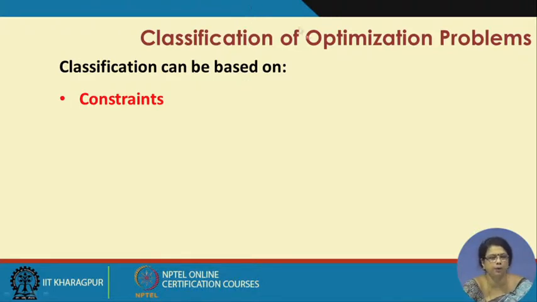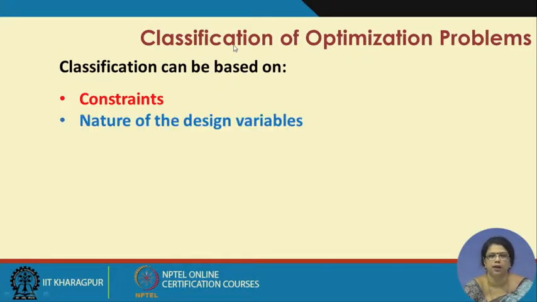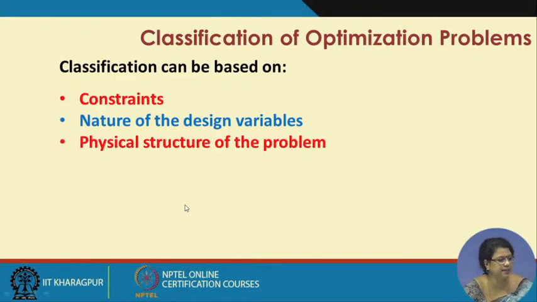The optimization model may have constraints, may not have constraints. The second is the nature of the design variable, the nature of the decision variable we are dealing with. Now, this nature can be of different kinds. You might have done integer programming, where the decision variables are integer variables. The problem could also be a mix of integer and non-integer variables. This is one of the criteria.